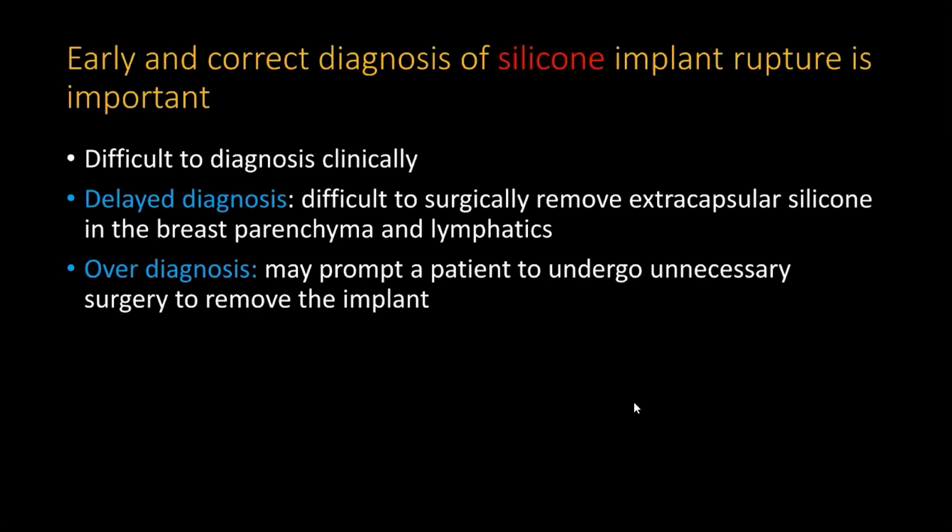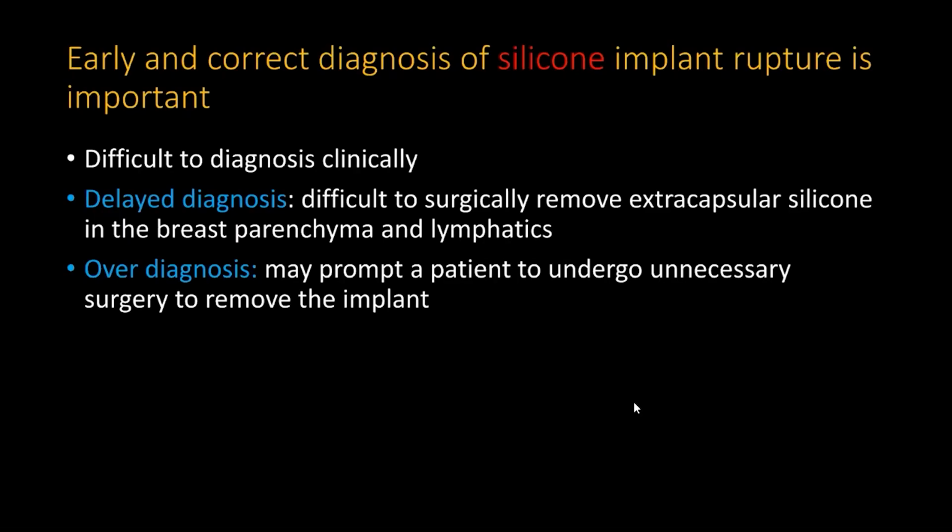So it's very important to make an early and correct diagnosis of implant rupture, especially silicone implant rupture, for radiology, right? Because silicone implant rupture is kind of difficult to diagnose in clinic. If you miss the diagnosis, the silicone will come out of the implant and then get into the breast parenchyma and go to the lymphatic system. And it will be very difficult to surgically remove those extracapsular silicone.